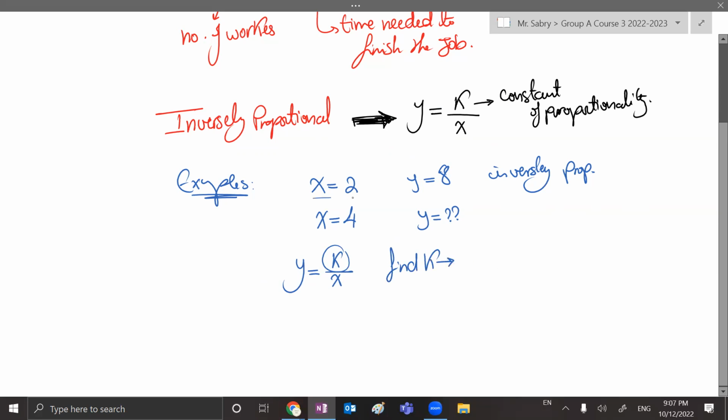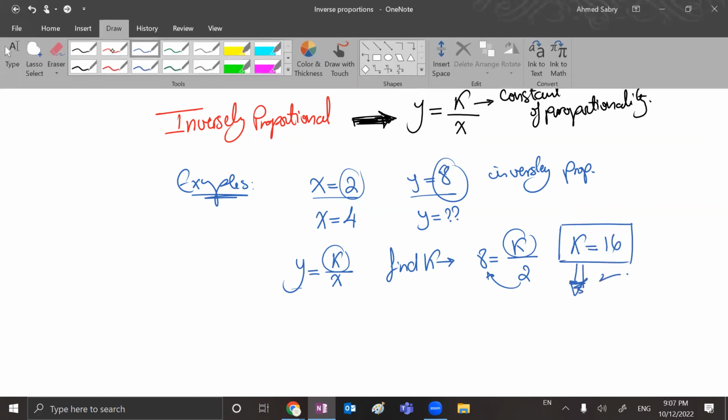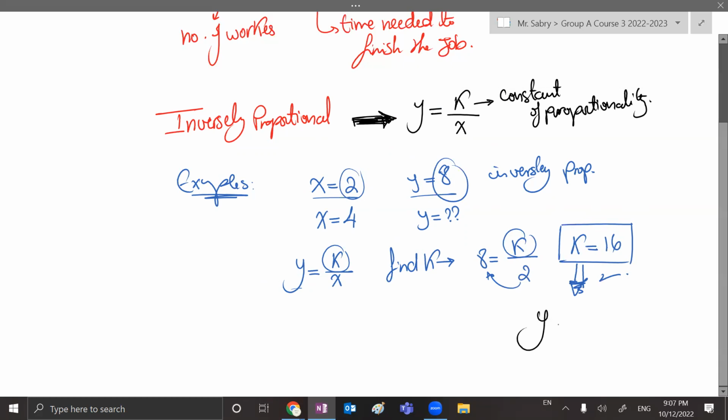You are already given an x and y that correspond to each other. So instead of y, put 8. Instead of k, just leave it k, but instead of the x, put the 2, because the 8 and the 2 go together. In order to find k, I'll just need to move the 2 to the other side. So k will be equal to 16. Now I have the value of k, which means I have the equation. Now I can say that the equation is y equals k, which is 16 over x.